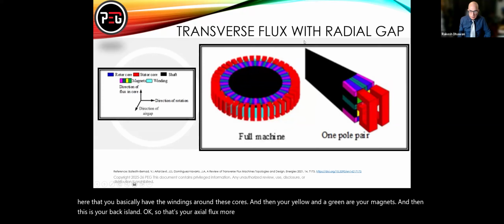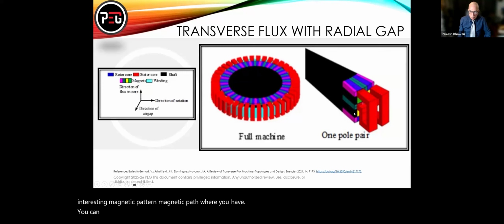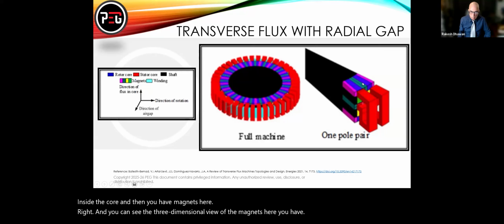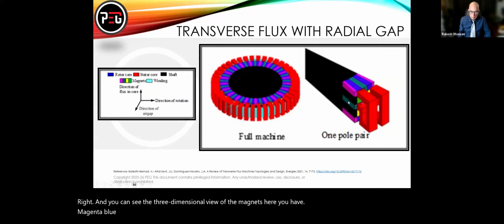Then you have a transverse flux motor, which can have a very interesting magnetic pattern, magnetic path, where you can see the core. Now here you have winding inside the core, and then you have magnets here, right? And you can see the 3-dimensional view of the magnets here. You have magenta, blue, green as the magnets, and then you have this as the core.